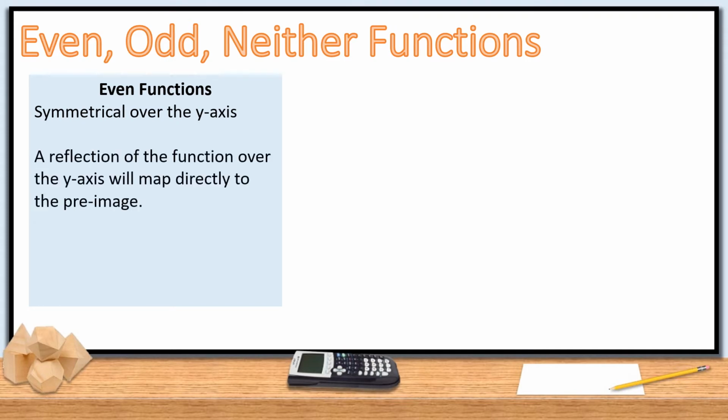So that just means that if you reflect it over the y-axis, the pre-image and the image will map onto each other. So it'll look the exact same. In terms of function notation, how do we reflect a function over the y-axis? We do f of negative x. So in terms of functions, if f of x is the same as f of negative x, so that's the reflection, then it is an even function.